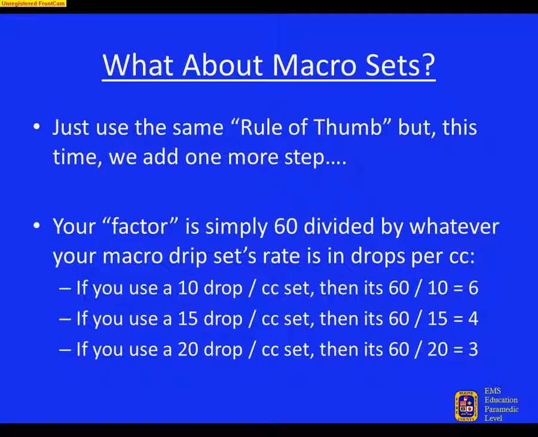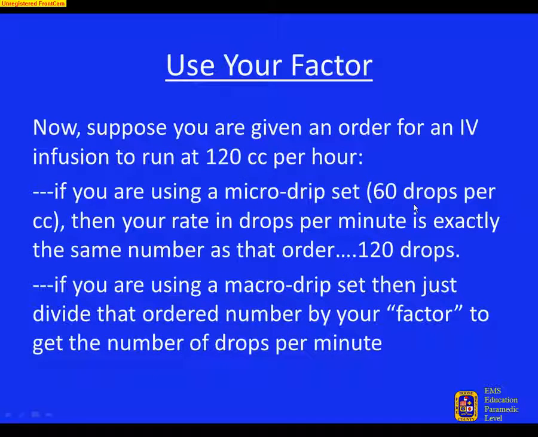But what about a macro set? We use the same rule of thumb, but you've got to adjust it by a factor. And that factor depends on what size macro set you're using. Different services use different sizes. You pretty much learn the factor for your service and then always use that number. If you're using a 10 drop set, the factor is going to be a 6. I'll show you what factor means here in a second. If it's a 15 drop set, then your factor is 4, and 20 drop set, your factor is 3.